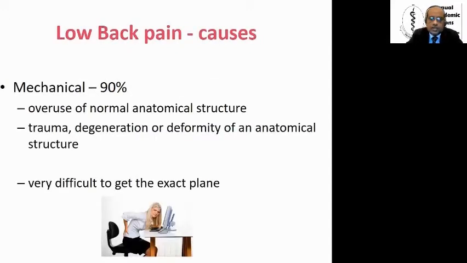When it comes to causes, the mechanical are the commonest, which I'm going to address in more detail today, especially when it comes to management. It happens with overuse of a normal anatomical structure, or due to a trauma, degeneration, or deformity of an anatomical structure in the spine. It's very difficult to get the exact pain source when it's a mechanical back pain. It can be bone, cartilage, joints, muscles, ligaments, or tendons around the spine.